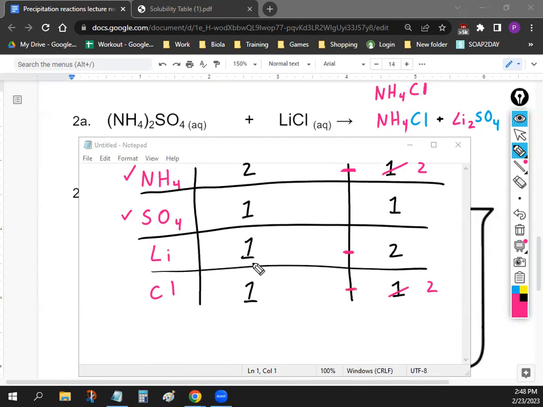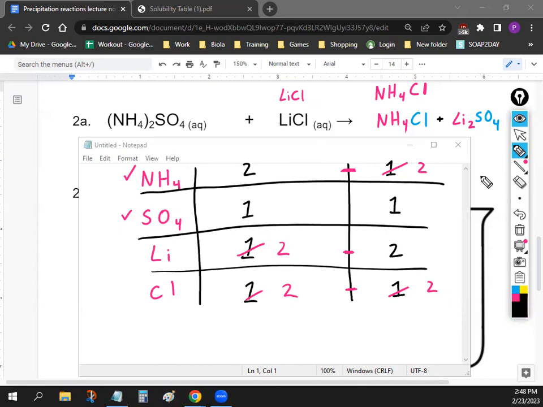So which side needs more Li, left side or right side? Left. So we're going to add Li to the left side, but we have to add the whole thing. So LiCl, and look at that. That's perfect. It gets our Li to 2, our Cl to 2, and now everybody is balanced and good to go. Okay? Does that make sense, guys?